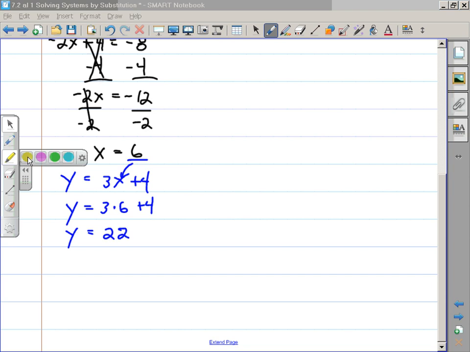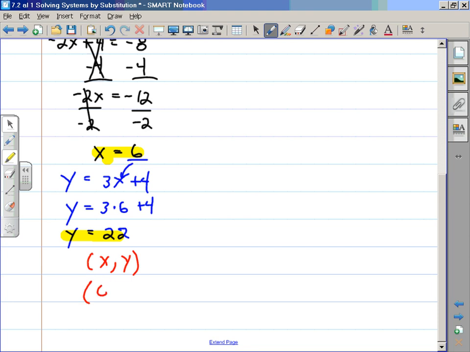So the two parts to our solution here are x is equal to 6 and y is equal to 22. And ordered pairs always come in the order x comma y, the x coordinate and the y coordinate. So our solution for this problem is 6 comma 22.